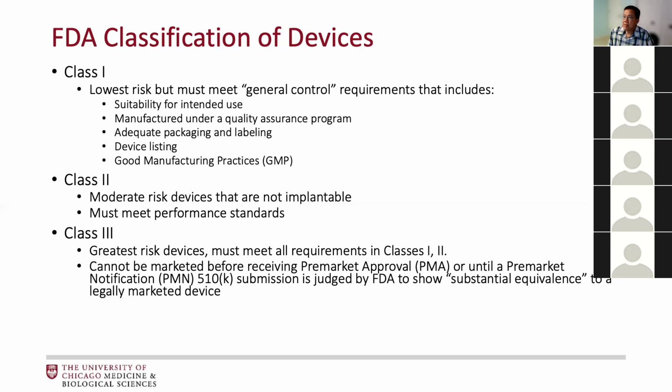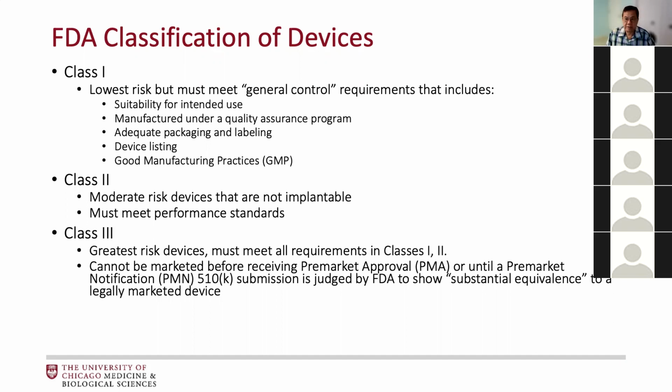So you want to meet those general controls. It must be suitable for intended use and manufactured under a high QA program. You must make sure that there is adequate packaging, labeling, device listing, and that it's manufactured under good manufacturing practice. That's the minimum for a manufacturer to be able to market it. I'm not going to read through all these words here. You can clearly read them, but basically, the higher the class of the device, the greater the risk.